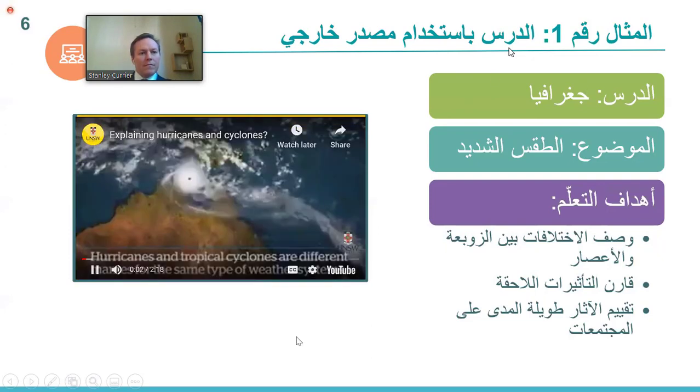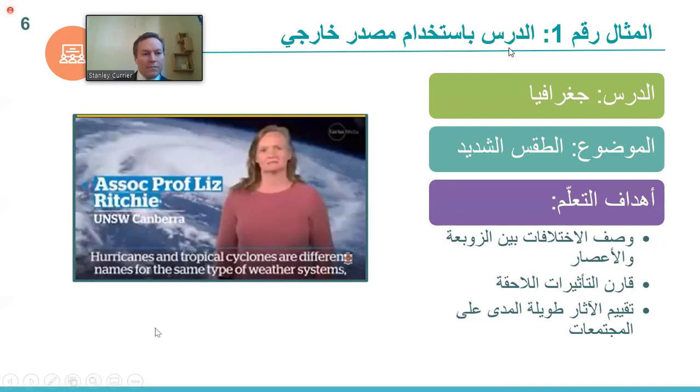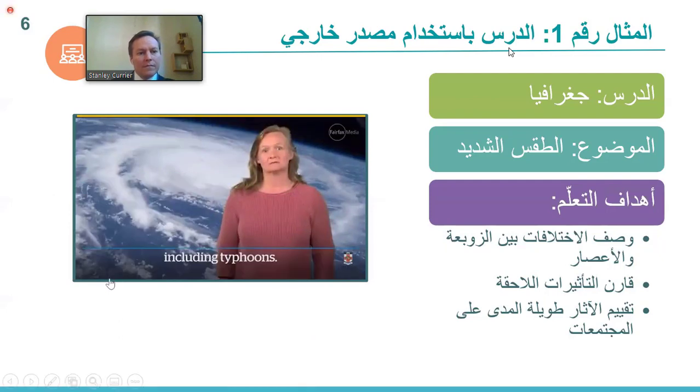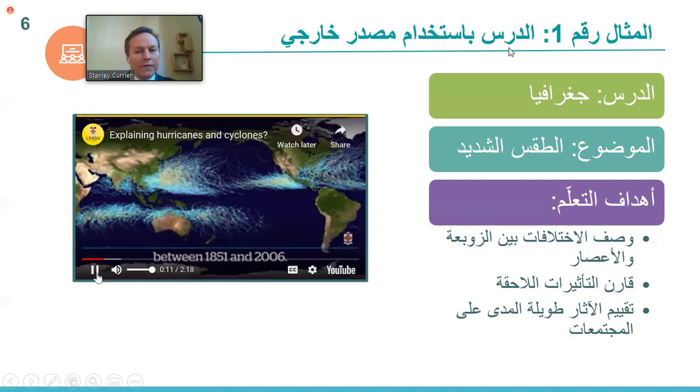And tropical cyclones are different names for the same type of weather systems. Including typhoons. This is an image of the tracks of all tropical cyclones that occurred between 1851 and 2006. It is pretty clear where they do form.